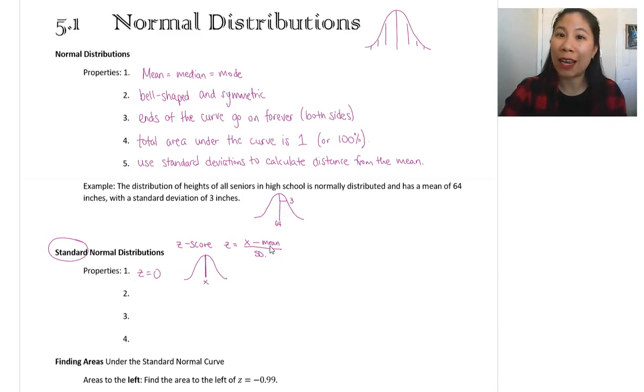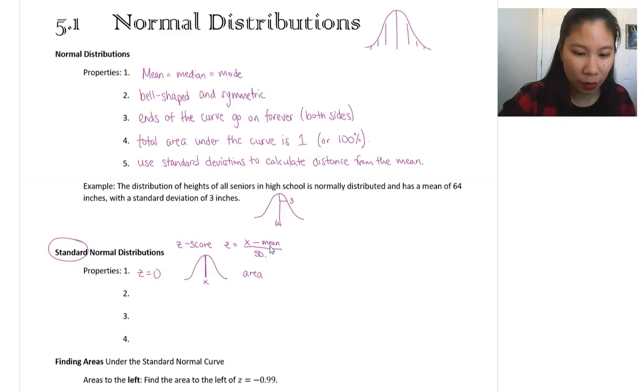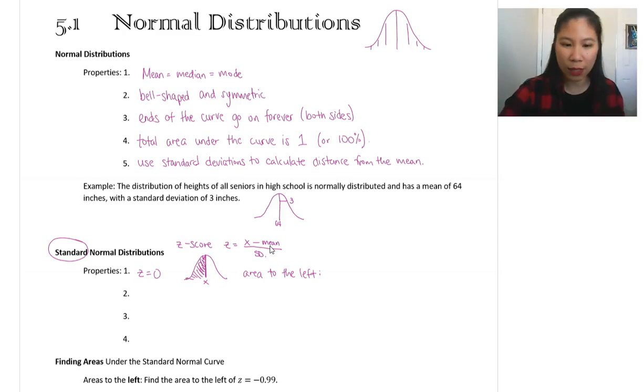So if we're finding the area to the left where the z-score is 0, that means we're shading halfway, everything to the left of that. The area under the curve then is going to be half, because half the curve is shaded. So we can say this would be 0.5 as the area, or we can say 50% is the area. You can also think about this as a probability.